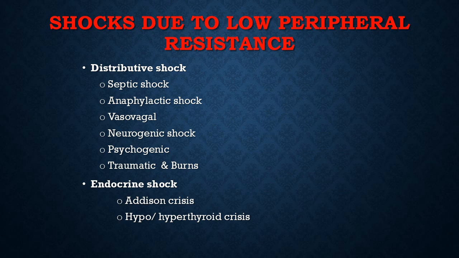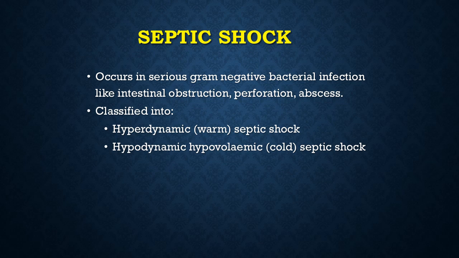Then there are shocks due to low peripheral resistance. Septic shock. This occurs in serious gram-negative bacterial infection, like in intestinal obstruction and intestinal gangrene, in intestinal perforation and general peritonitis, or in case of large abscesses secondary to gram-negative bacterial infection. These gram-negative bacteria release endotoxins which cause severe endotoxemia.